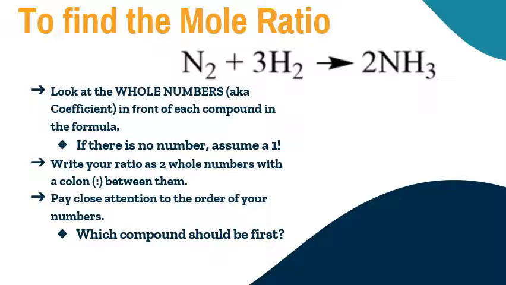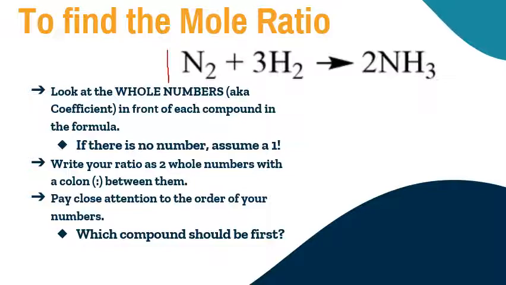To find the mole ratio, first look at the whole numbers in front of each compound in the formula. These are called your coefficients. If there is no number in front, assume an invisible 1, such as in the case of N2.